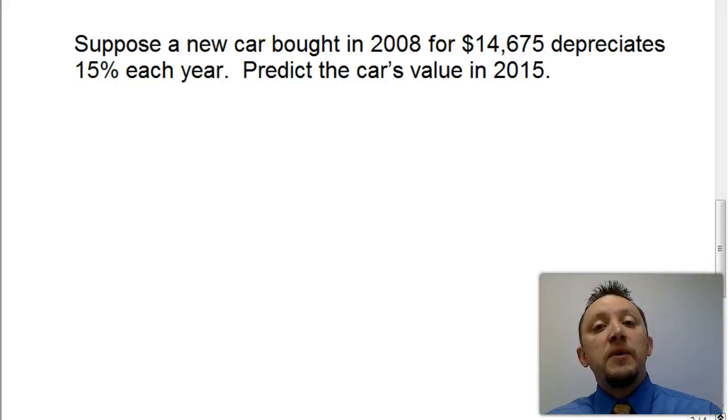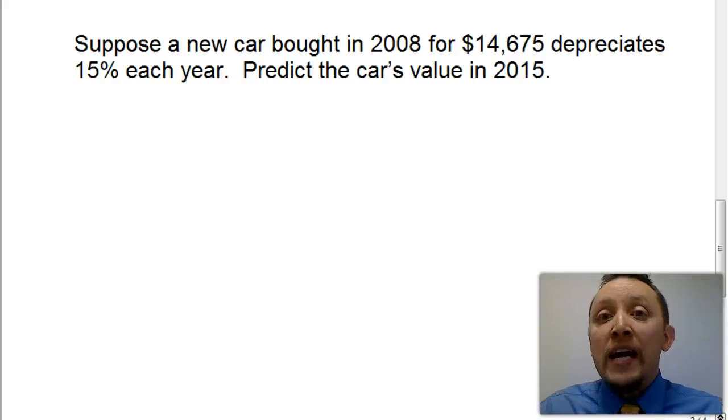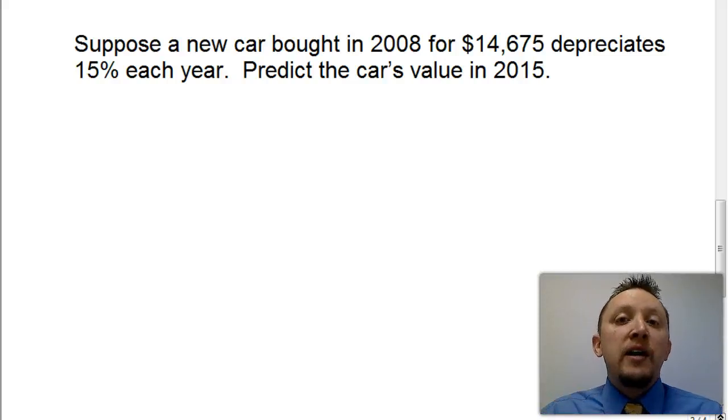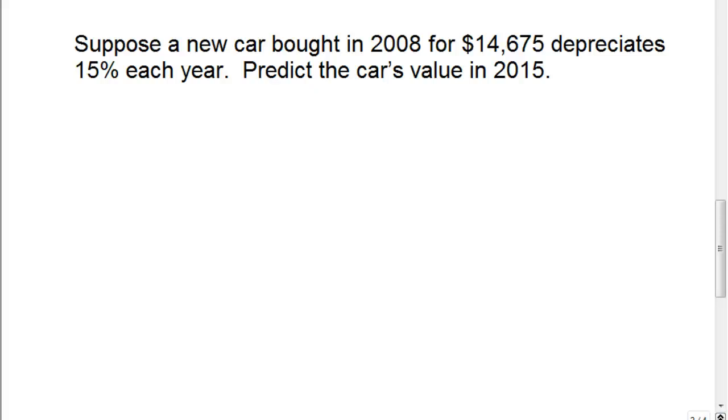That 15% means that we had 100% of whatever the car was bought for originally, but it's losing 15% of its value every year. So the amount that we're retaining is 100% minus 15, which is 85%. So every year it's still worth a total of 85% of what it was originally. So 85% is going to be the rate that we'll be using.